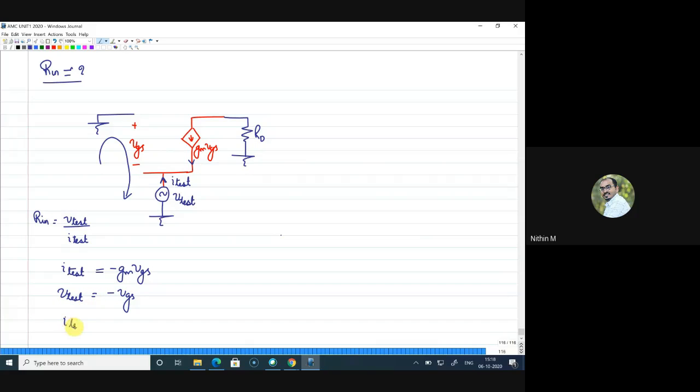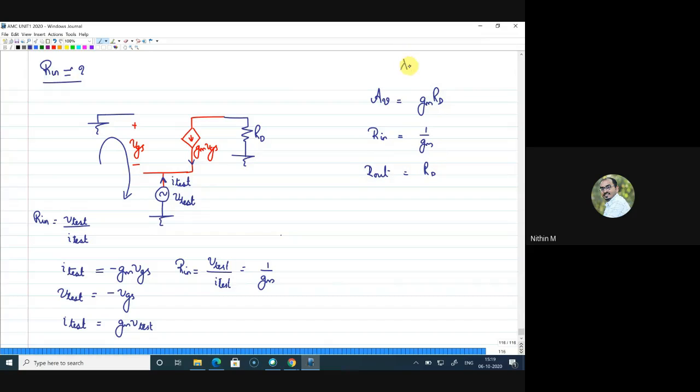So I'll substitute this VGS over there as I test equal to gm into V test, and I'll get V test by I test as 1 by gm. So this is Rin, 1 by gm. Now we have obtained the voltage gain of a common gate amplifier. Voltage gain is gm into RD. Input impedance is 1 by gm. Output impedance R out is equal to RD. This is the case when your lambda is equal to 0. Now we will find out with lambda not equal to 0.